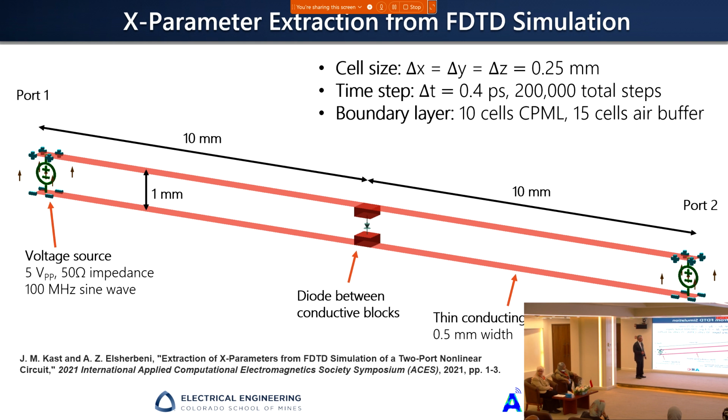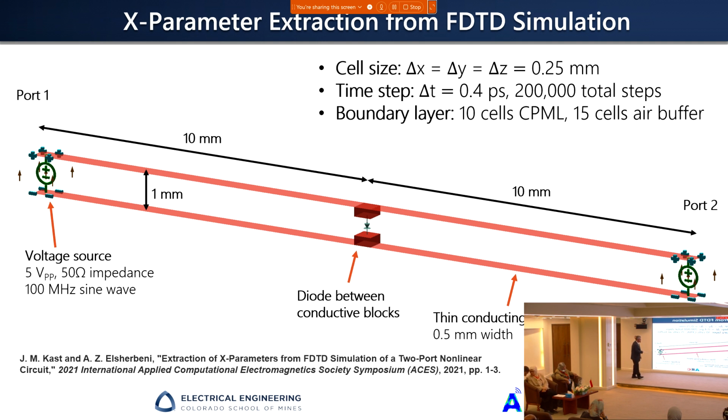Insert it into our finite difference time domain. We just put a diode here, which is a nonlinear element. We have a voltage source there and a voltage source here. We have a terminating internal resistor there equal to 50 ohm.